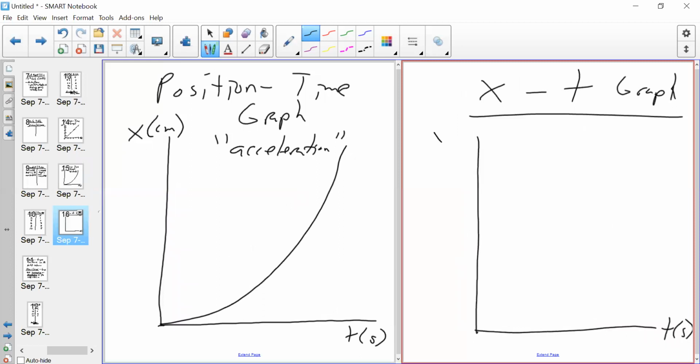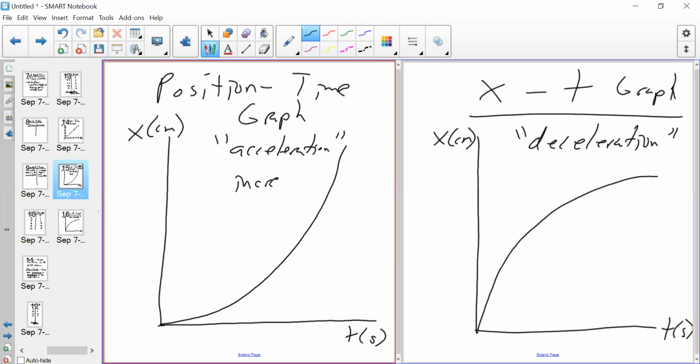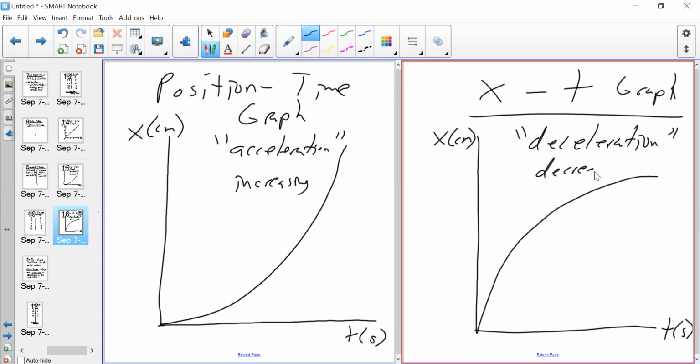For position time, for a decelerating case, the curve is going to look something like that. So again, not to worry about that first day out, but this curve would be what is known as a deceleration or slowing down curve. In either case, gaps are increasing here, and then over here, the gaps are decreasing. So we're still increasing position, but it's steadily getting smaller and smaller.